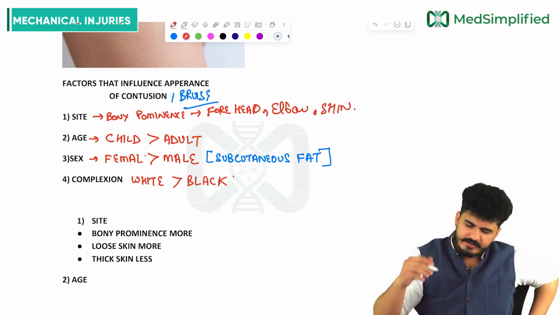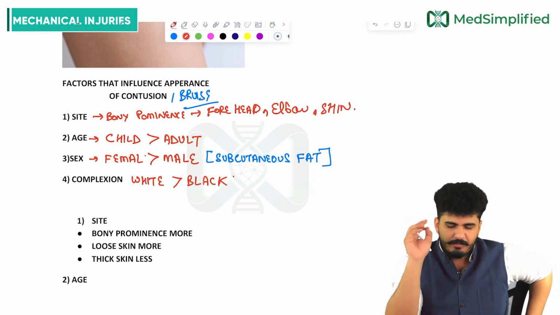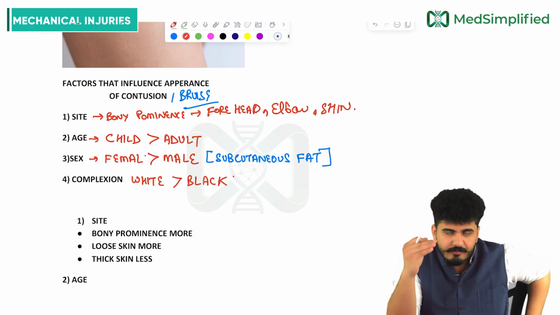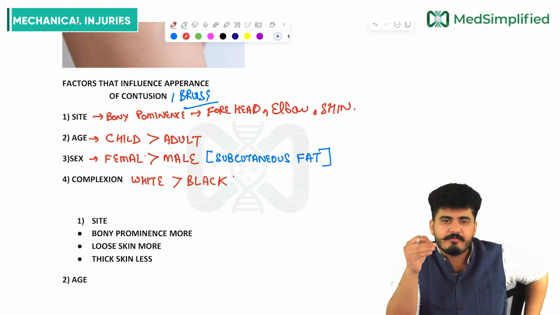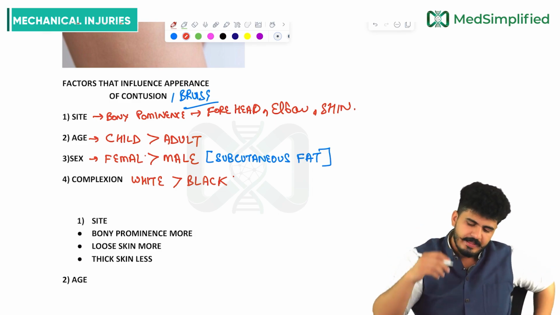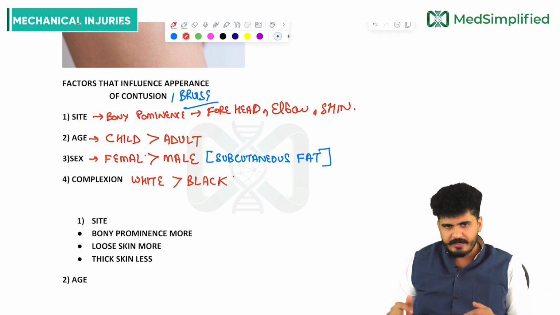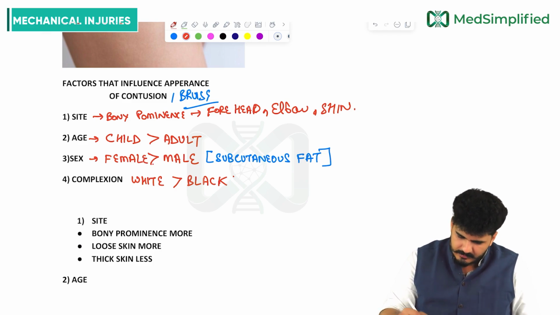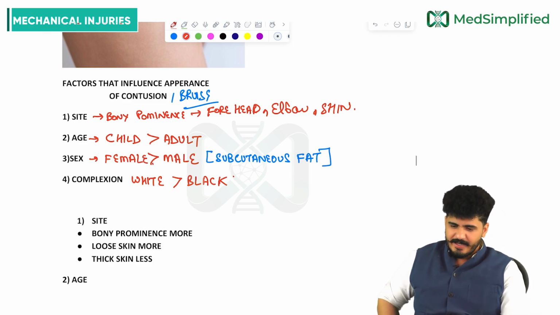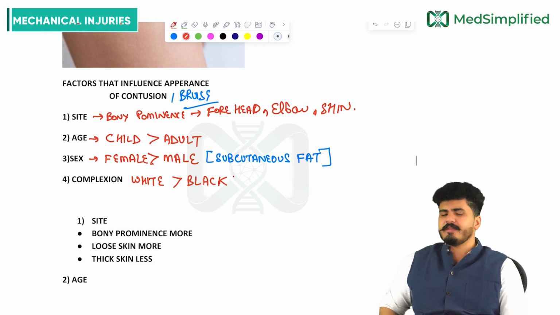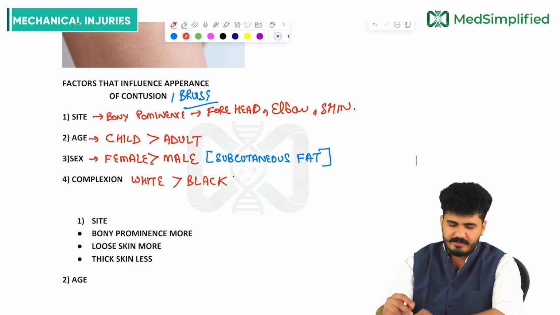What are the 4 factors? One is site, the bony prominence. For example, forehead. For example, your shin. For example, your elbow. Then coming to the age, child or adult. The child is most common. Then sex, female, more common than the male. Why? Subcutaneous fat is there. Then coming to the complexion, white more than the black, my dear friends.